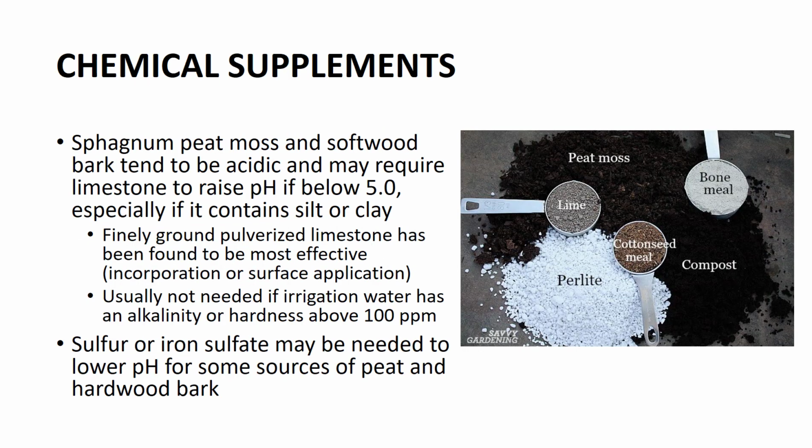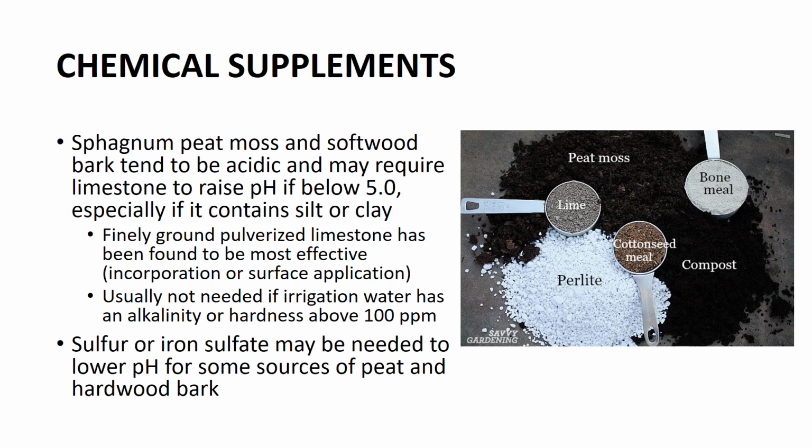Most media manufactured for the production of container-grown plants will require some form of chemical supplement to adjust the pH and to augment the available nutrients during the growing season. Sphagnum peat moss and softwood bark tend to be acidic and may require the addition of limestone to raise the pH if it is below 5.0. Finely ground pulverized limestone has been found to be the most effective material to increase the pH of container media, either by incorporation or by surface application. The addition of limestone is usually not needed if the irrigation water has an alkalinity or hardness above 100 ppm.